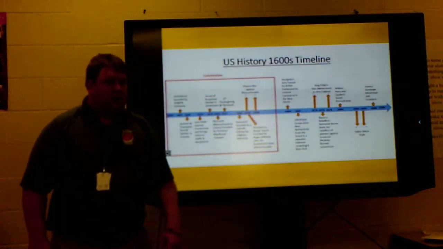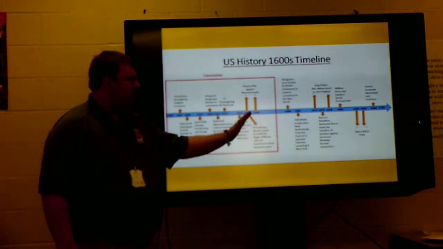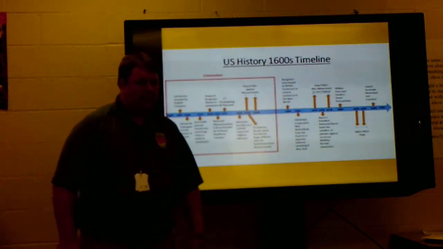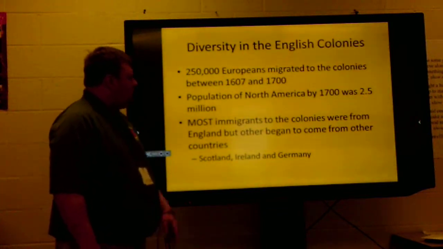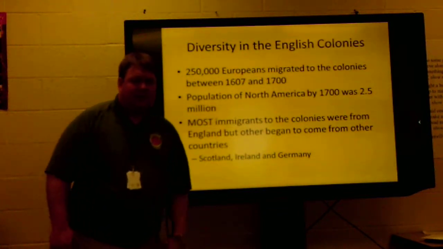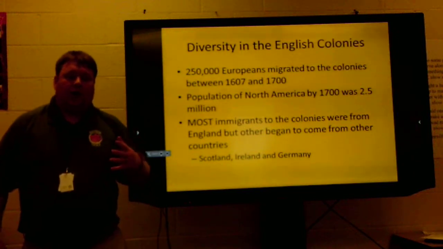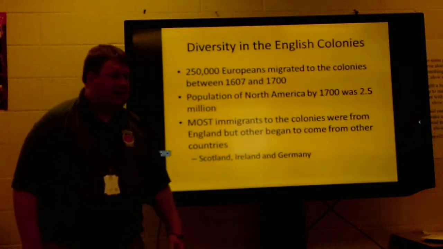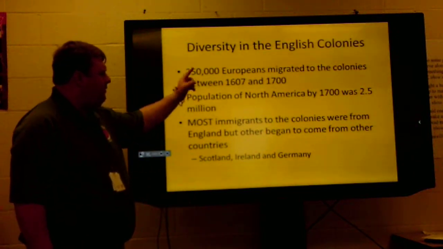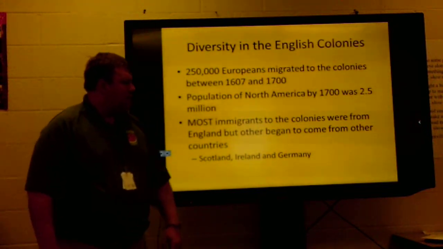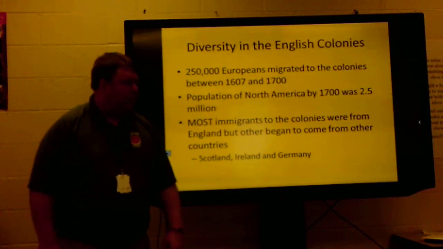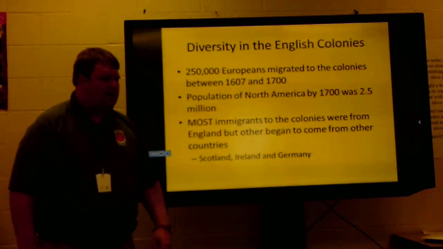Again, looking at our timeline, you can see we're still in the early 1600s part. We're still in the colonization era. Okay, so between the time of 1607, which of course is when Jamestown was founded, and 1700, 250,000 Europeans migrated to the colonies. That's a lot of people, 250,000 people in just under 100 years.